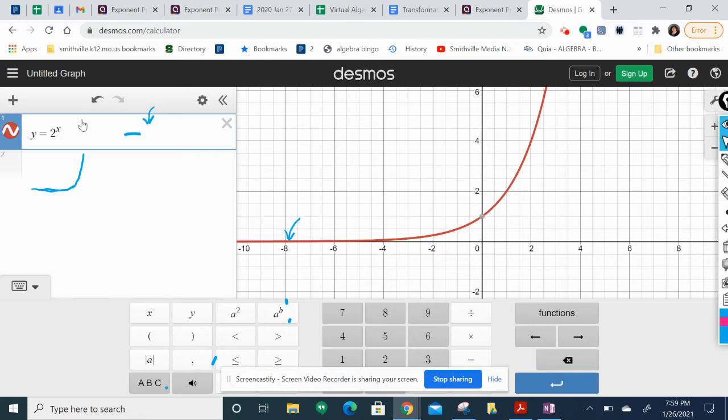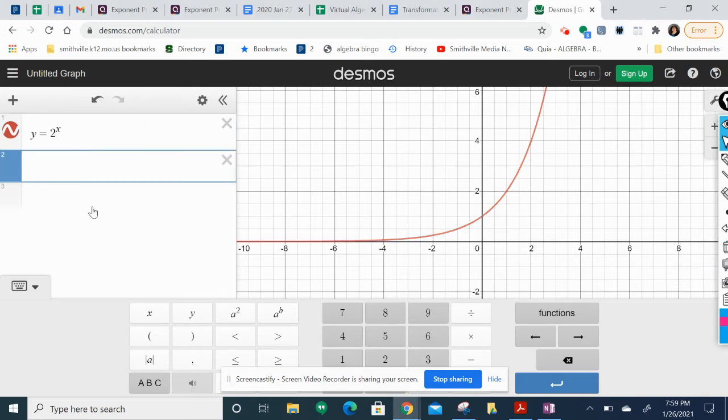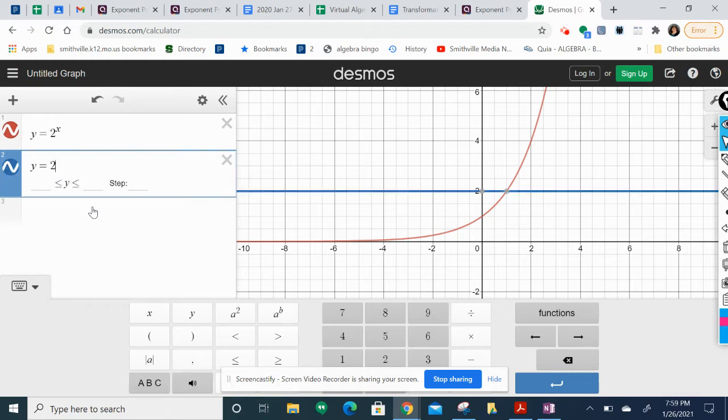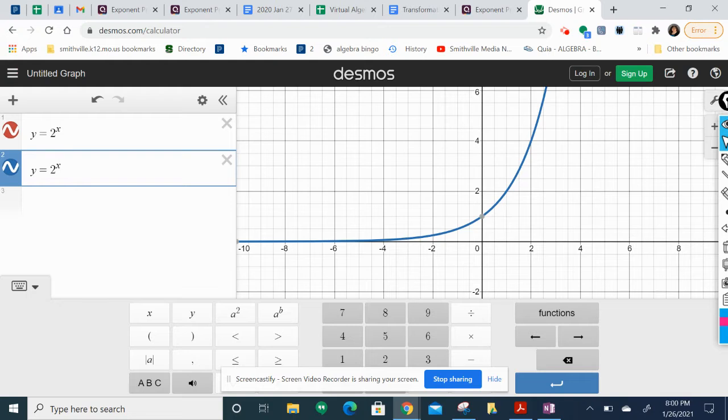I'm going to leave that 2 to the x here. Let me go ahead and erase my markings here. I'm going to leave that 2 to the x there so we can compare. And I'm going to start a new line where I'm now going to graph y equals 2 to the x, so 2, and then come down here to the a to the b, x. And then I'm going to need to arrow out of that to get out of the exponent to say plus 3.